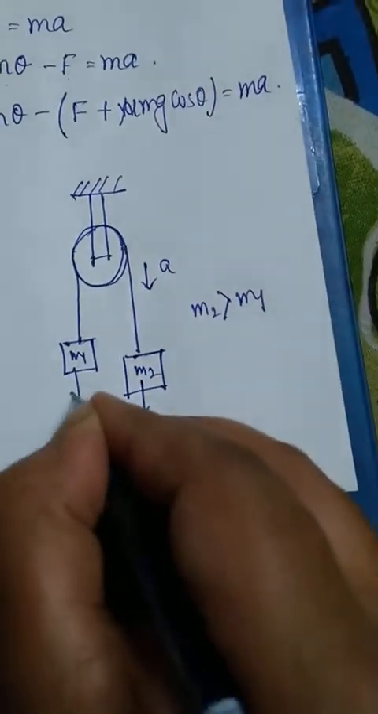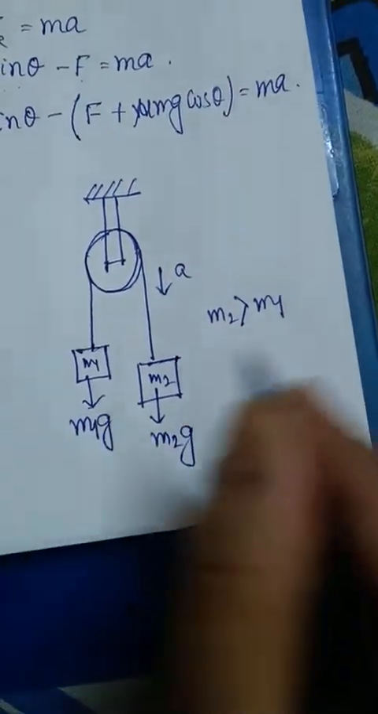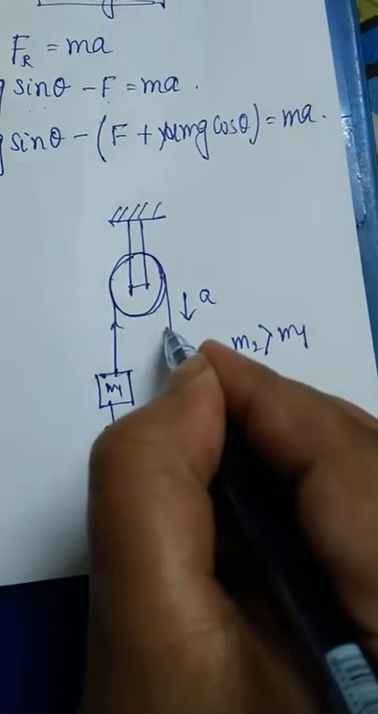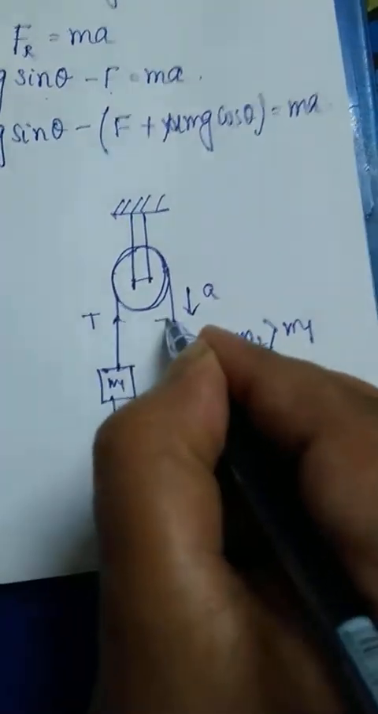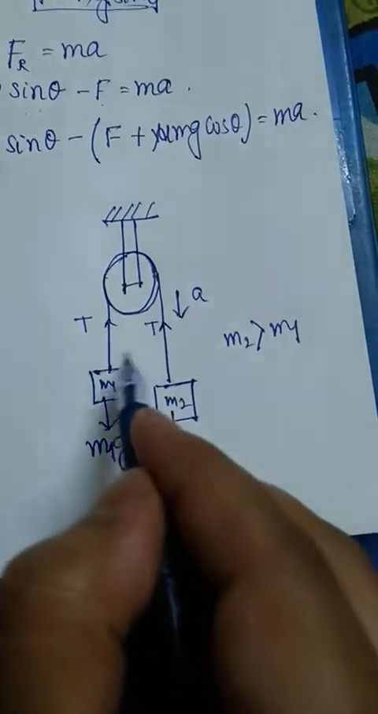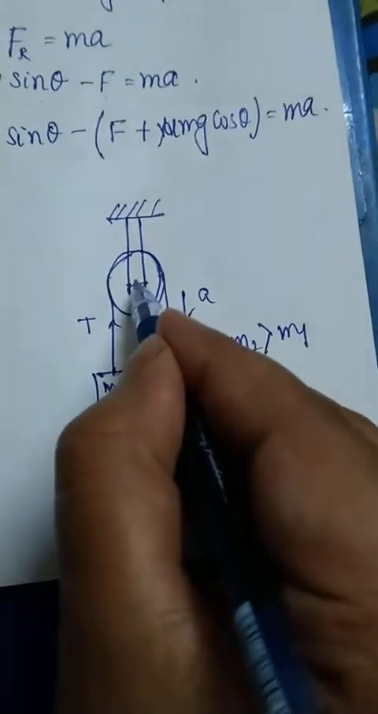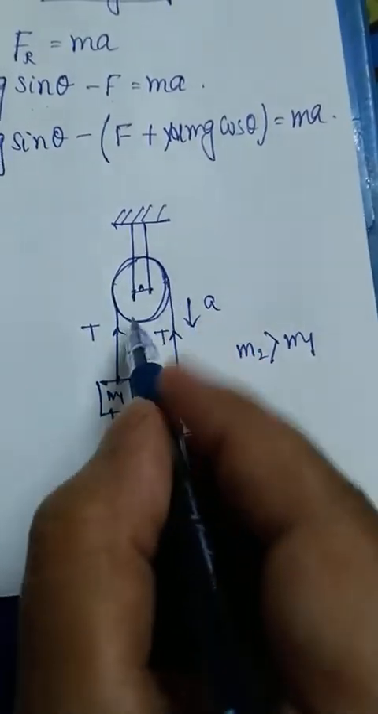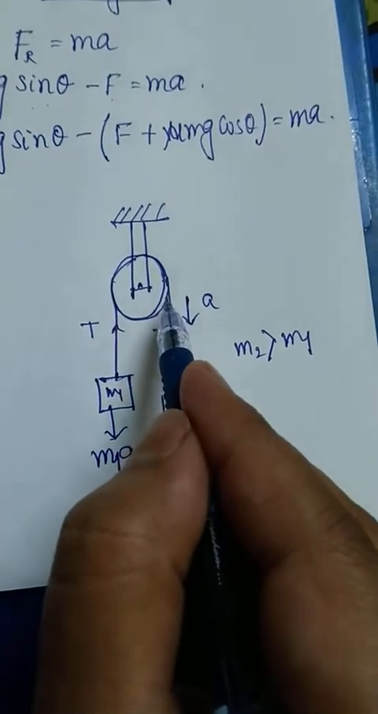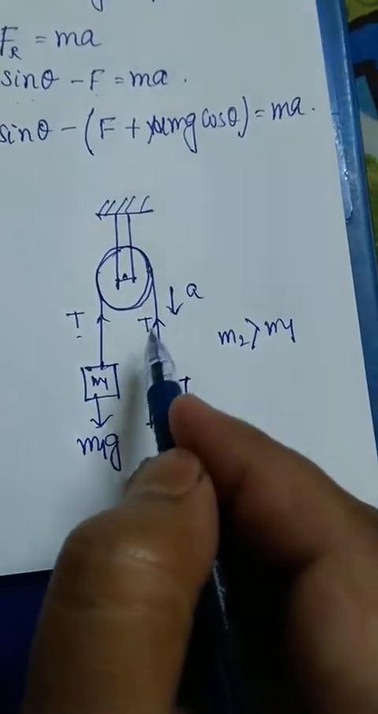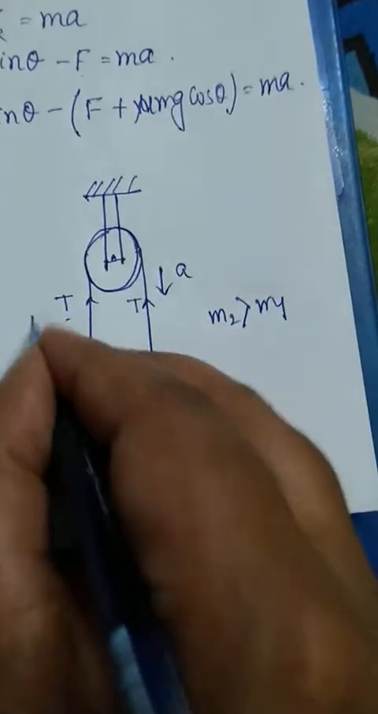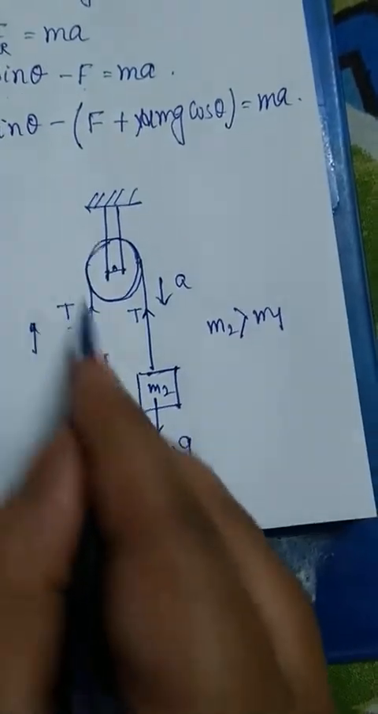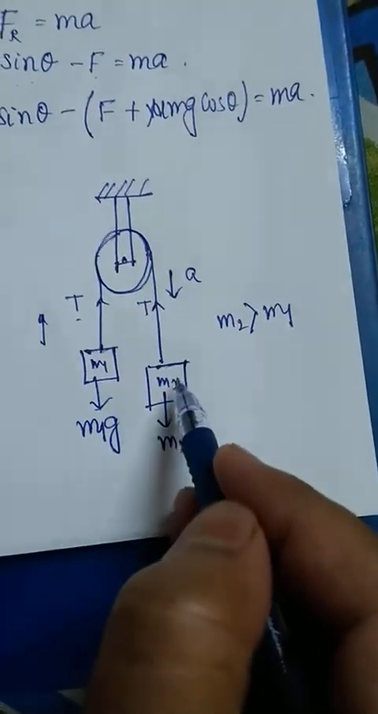weight will act perpendicularly downward. Here the rule is tension will act along the thread or along the string, always towards the support. Now this will go in the upward direction and this will come in the downward direction.